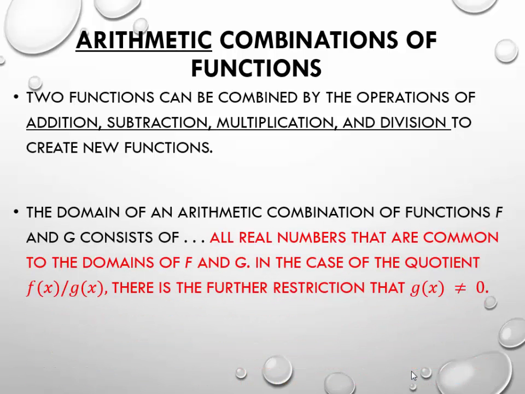What about the domain? Trinity? The domain of an arithmetic combination of functions f and g consists of all real numbers that are common to the domains of f and g. In the case of the quotient f of x divided by g of x, there is the further restriction that g of x will not equal 0. Cool. All right. So we have restrictions that are going to happen to g of x. There are restrictions that may happen to f of x. And there are restrictions that may happen to the composition of those two, putting those two together, okay? For instance, f of x divided by g of x.